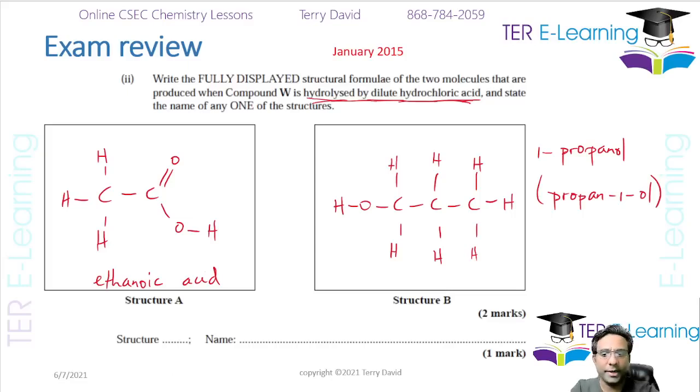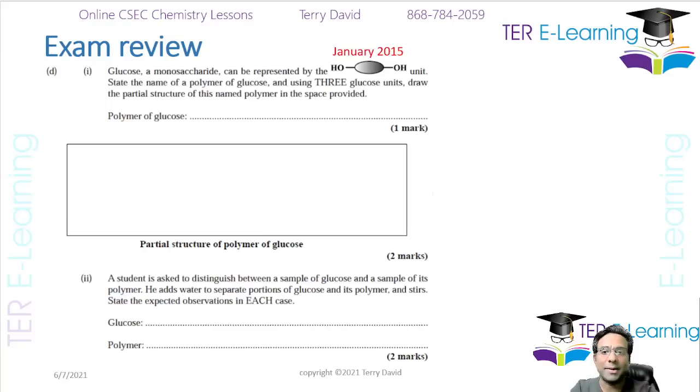So next one here now. Let's see what they want here. So part D now, they said glucose, a monosaccharide, can be represented. So they gave us a symbol to represent the glucose molecule, right? It could be a little complicated and you're not required to know what the actual glucose molecule looks like at this level. Say the name of the polymer of glucose, and using 3 glucose units, draw a partial structure of this named polymer in the space provided, right?